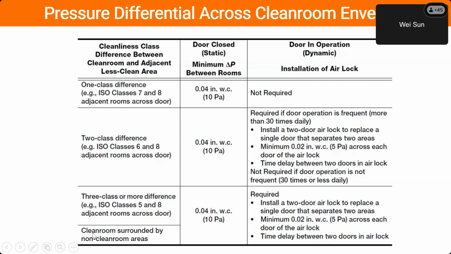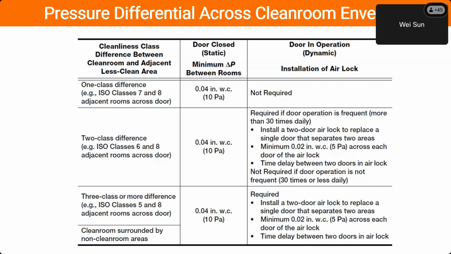And if a clean room is surrounded by non-clean room area, non-classified area, you definitely need to have an airlock plus the delta P. So delta P is good for door closed condition. When the door is open, there is no delta P, or delta P almost approaches 0. So they have no way to prevent particle migration.